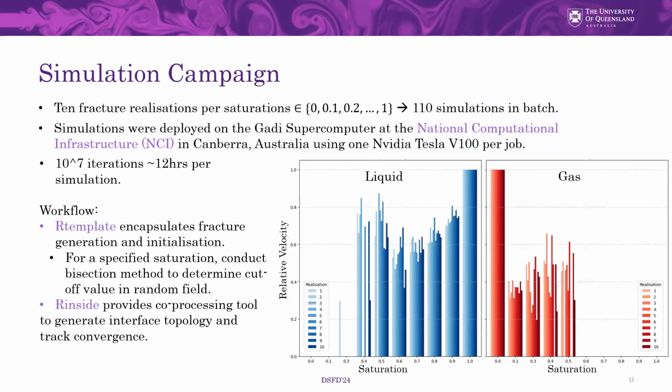And so we ran this on one of the supercomputing centers that we have in Australia, because the simulations themselves take quite a while because you come up with these pseudo steady state results. And so the raw data here is on the right to show the fluctuation or the differences that you can see with the different fracture realizations.